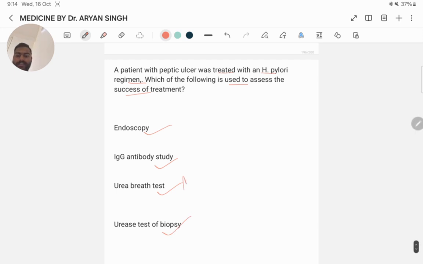The correct answer is the urea breath test, because this is the preferred method to assess the success of H. pylori treatment. The urea breath test, the stool antigen test, and biopsy based tests can all be used to assess the success of the treatment. However, if used less than 4 weeks after treatment, they may yield a false negative result.